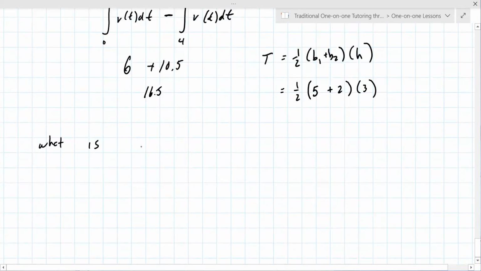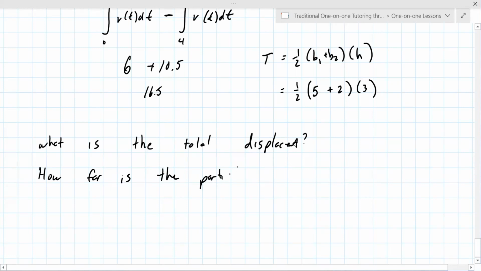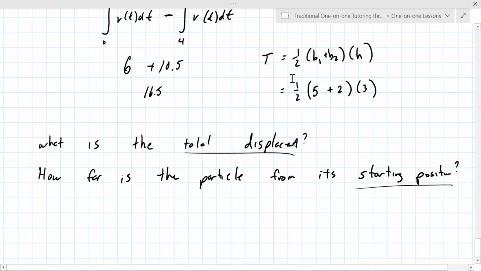That's not usually how it's asked, but I'll write that first. What is the total displacement? How it's normally asked is, how far is the particle from its starting position? That's the same question. So these are both asking about total displacement. So this is where you subtract the negative areas, or you subtract the area that's below the x-axis. So it's negative 4.5. Okay, gotcha.